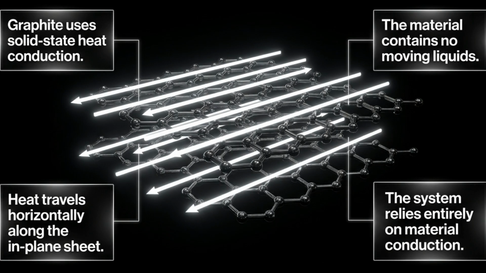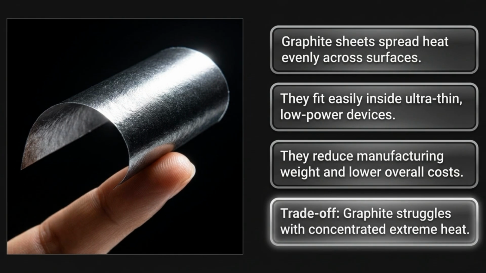Graphite uses solid-state heat conduction, relying entirely on material conduction. Heat travels horizontally along the in-plane sheet, and the system contains no moving liquids. Graphite sheets spread heat evenly, fit easily into ultra-thin, low-power devices, and reduce manufacturing weight and costs. However, graphite struggles with concentrated extreme heat.